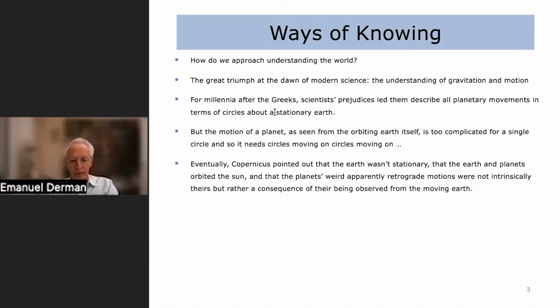And eventually, Copernicus pointed out that the Earth wasn't stationary, that the Earth and the planets orbited the sun, and that the planet's weird retrograde motion, in which a planet went forward and then went back for a while, wasn't intrinsically the planet's motion, but was a consequence of the Earth moving further along its orbit than the external planet moved on its orbit. And so relative to the Earth, the planet seemed to move backwards for a while.